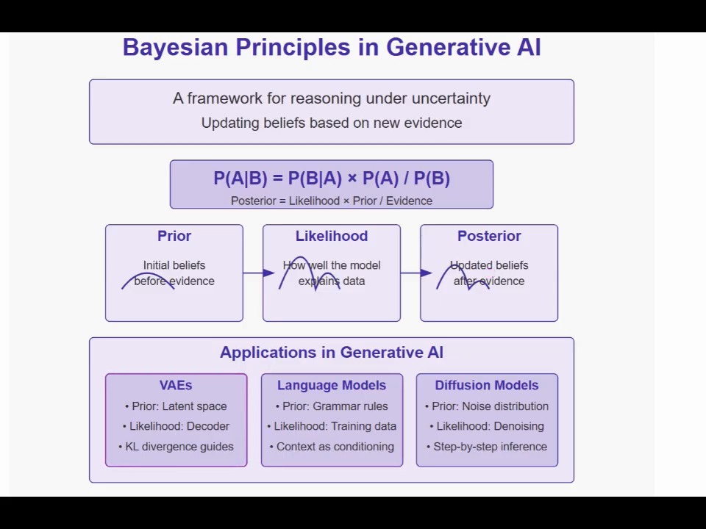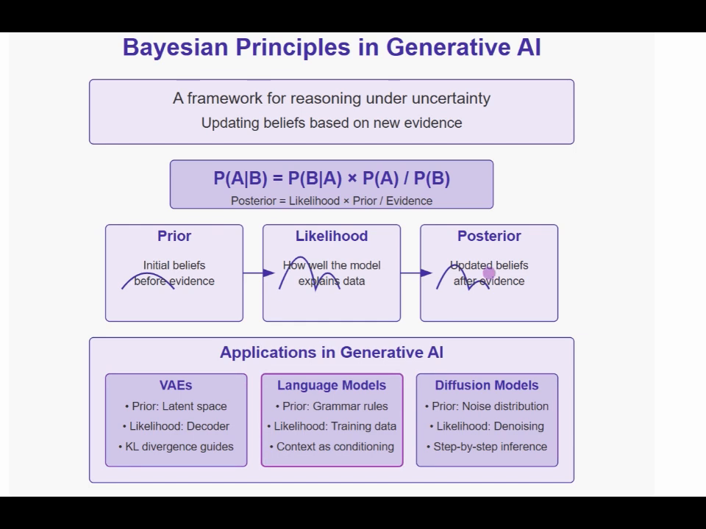Bayesian principles provide a robust mathematical framework for understanding how AI systems can reason under uncertainty. At the heart of this framework is Bayes' theorem, which can be expressed in English as: the probability of A given B equals the probability of B given A multiplied by the probability of A, divided by the probability of B. Or more simply, posterior equals likelihood multiplied by prior divided by evidence. This theorem is fundamental to how modern generative AI models form and update their beliefs based on new information.